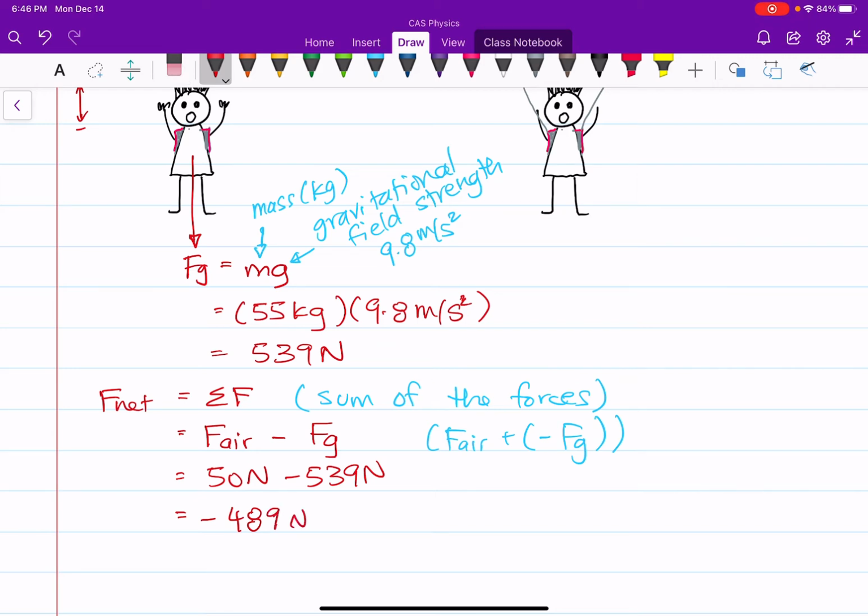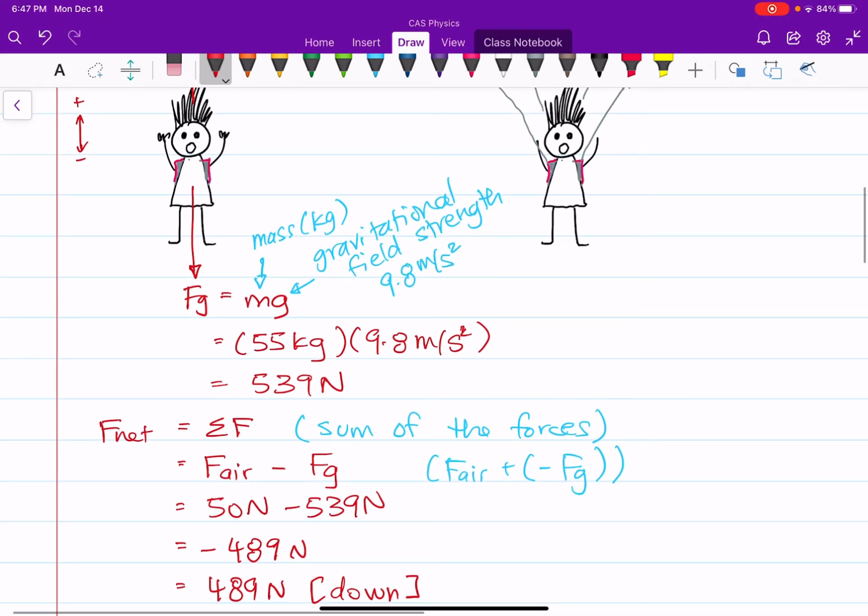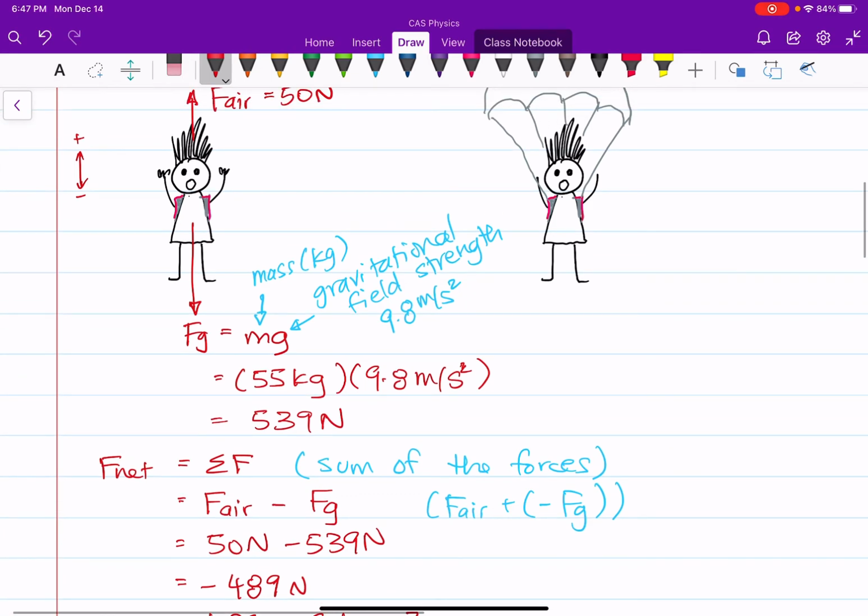489 newtons. The negative means down. So this really means 489 newtons down. So what's the net force acting on me? It's 489 newtons towards the earth, which is the answer to this question. This is all for part A.